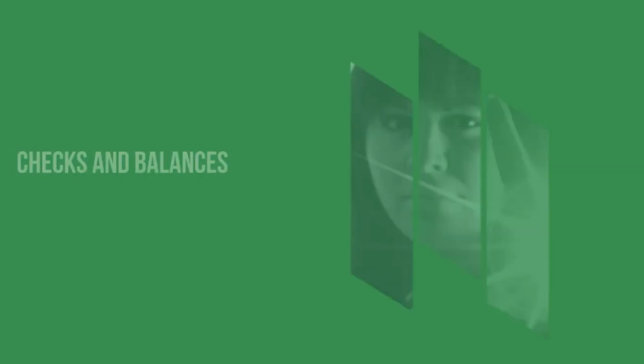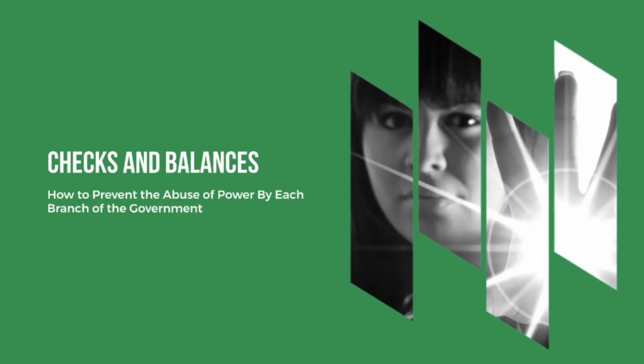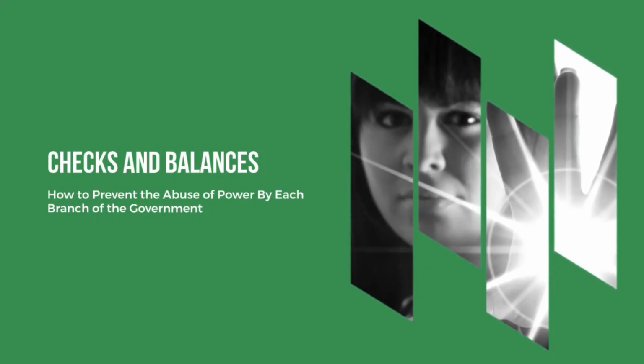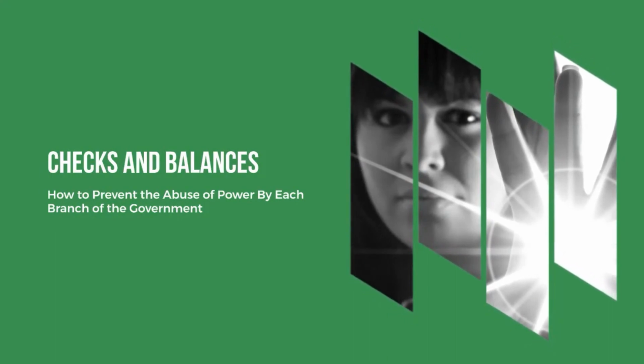Number 5. Checks and balances, the system of balance of powers to prevent the abuse of power by each branch of the government. Another principle of government is checks and balances, in which every branch is empowered to prevent actions by other branches and is induced to share power.